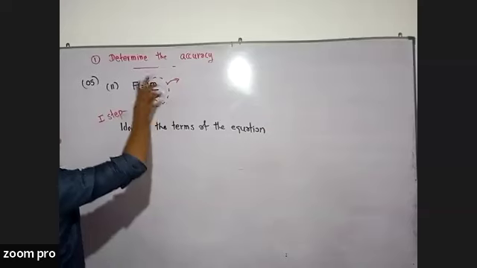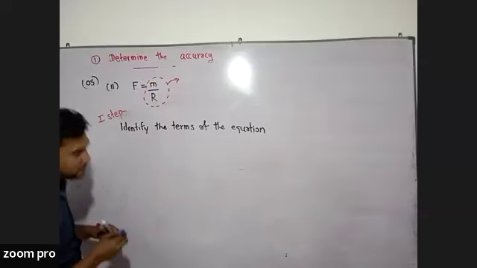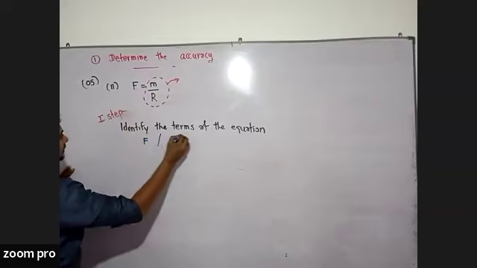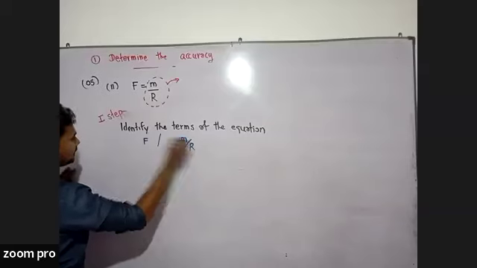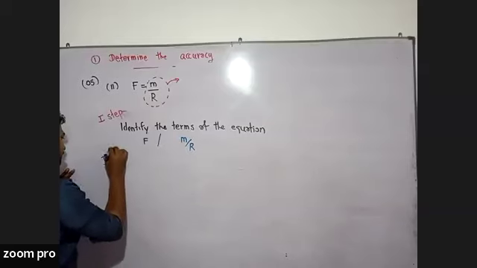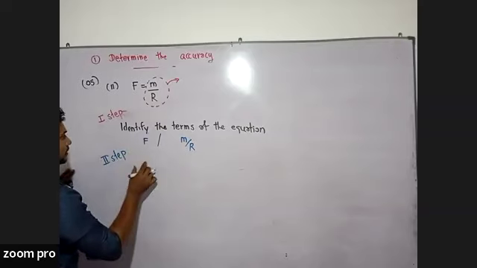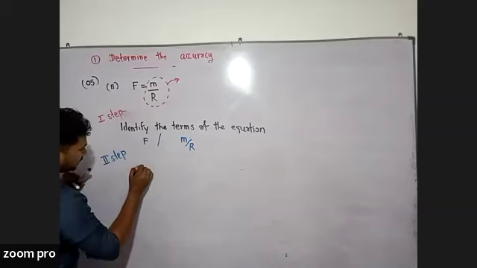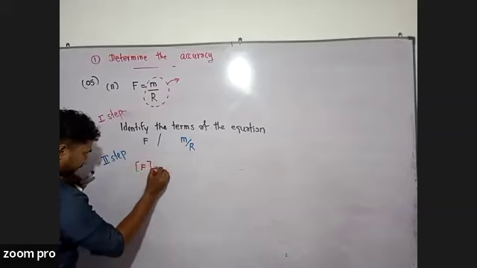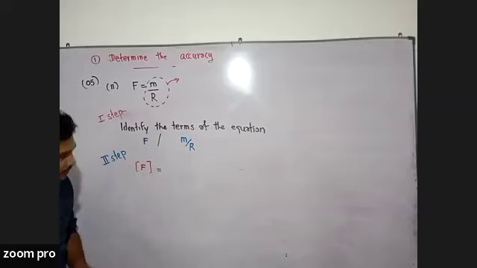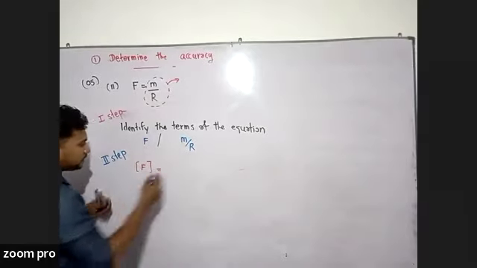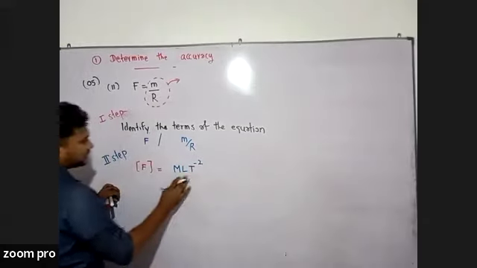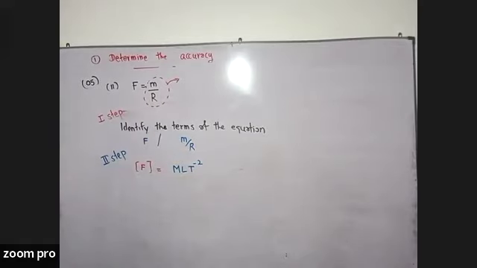Then, as we discussed, there are 2 terms in this equation: the first one is F, the other one is M over R. The second step is to find the dimension of each term. First find the dimensions of F. Now F represents force. What is the dimension of force? That is MLT^-2. This is the dimensions of force.